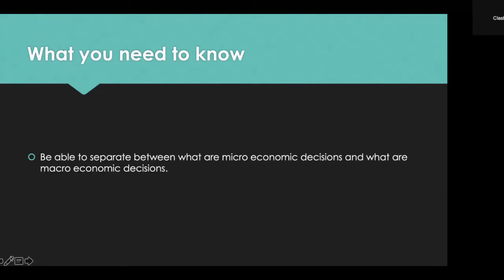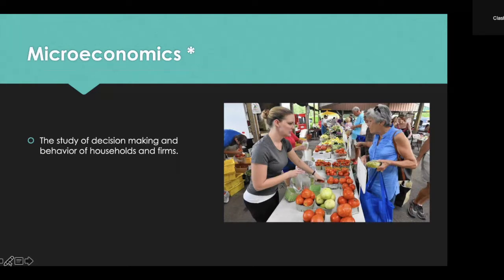And so the only thing that you really need to know for this chapter is that you want to be able to separate what are microeconomic decisions and what are macroeconomic decisions. This may sound a little hard right now, but it is actually very simple. So we will just start with talking about what is microeconomics. And you don't really need to memorize any of this definition. You just need to know what is going on.